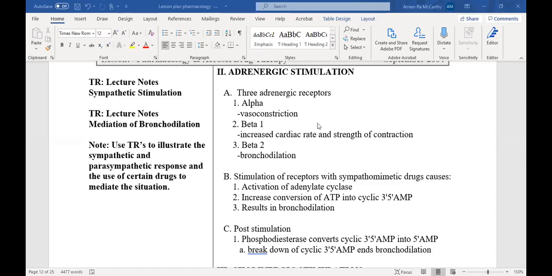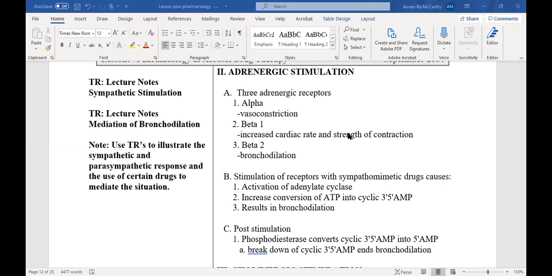Look at beta 1, Miss Renfro. What does beta 1 stimulation do? All right, Miss Cummings. You with me, Miss Cummings? All right. Anybody? What's beta 1 cause? Increase heart rate and the strength of contraction. Good. Increase heart rate and strength of contraction.